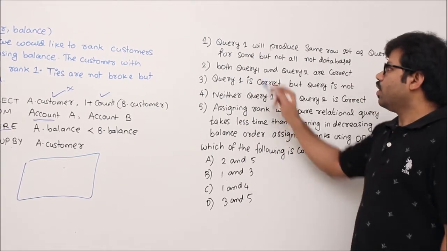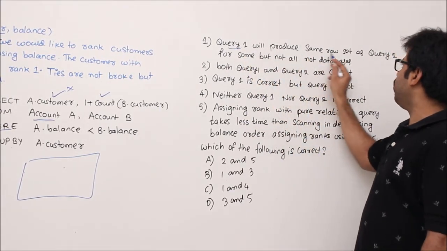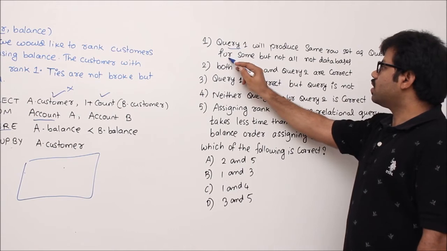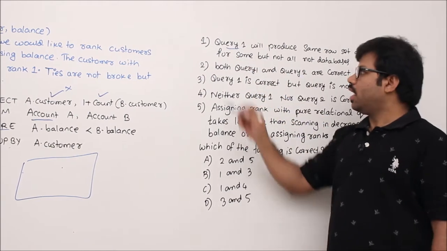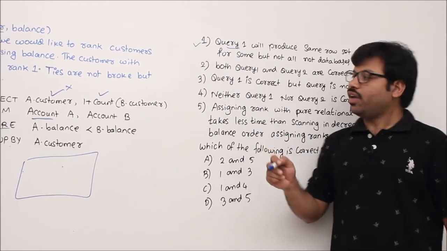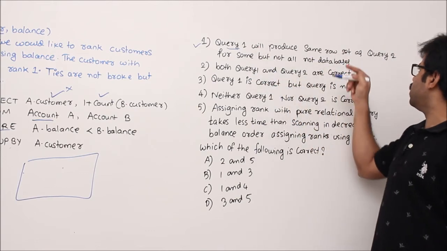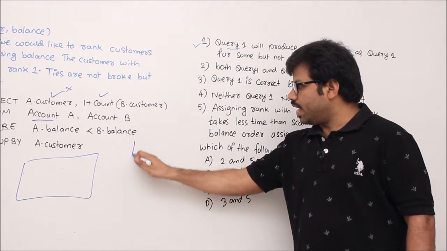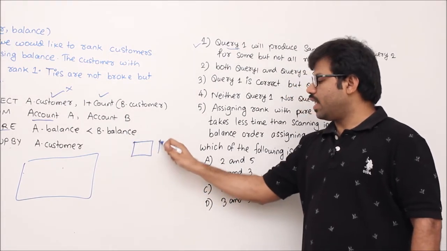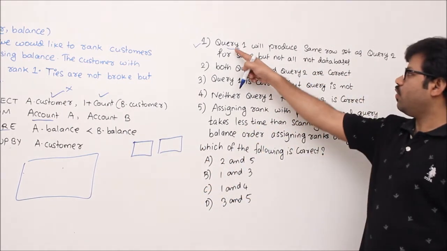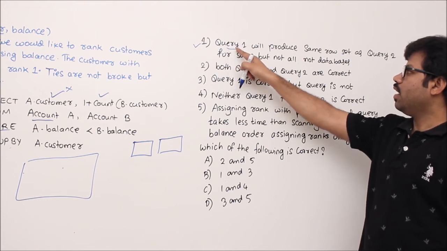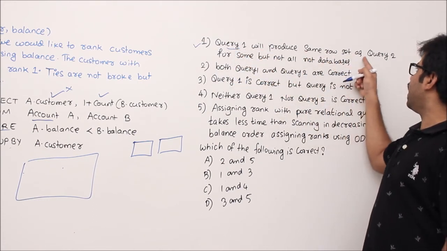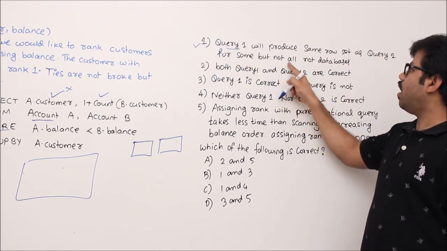We'll read them. Query 1 will produce same row set as query 2 for some but not all databases. Actually it is correct. Sir, how can you say that query 1 will produce same row set as query 2? Did you check it out? No. What we do is we directly take empty tables, because we can take any database. If you read this statement clearly, query 1 will produce same row set as query 2 for some but not all databases.